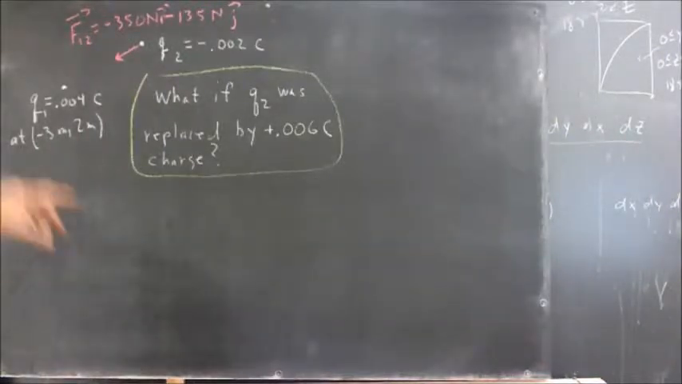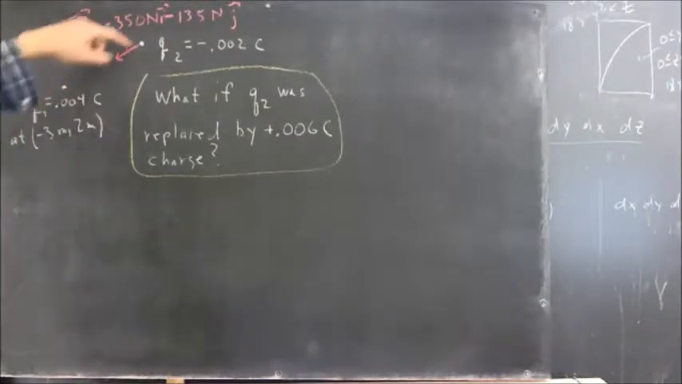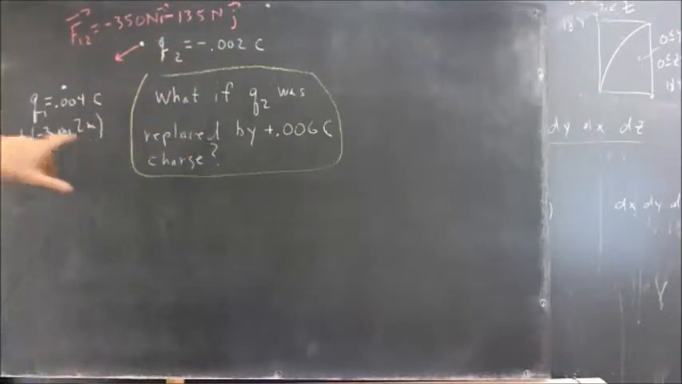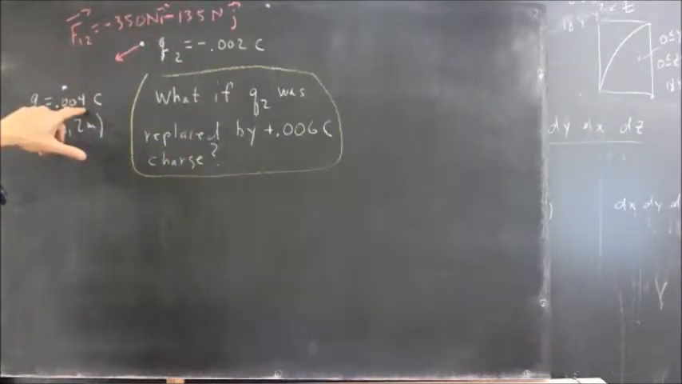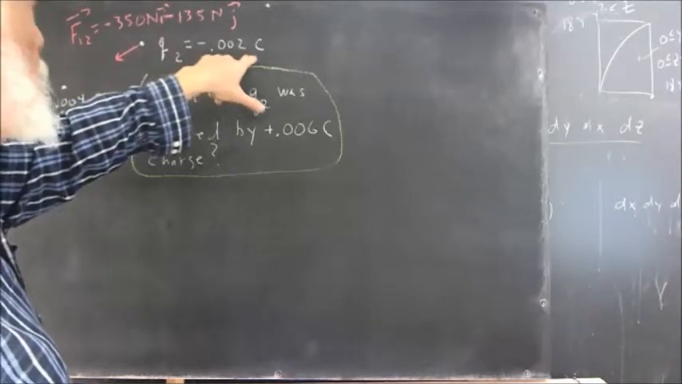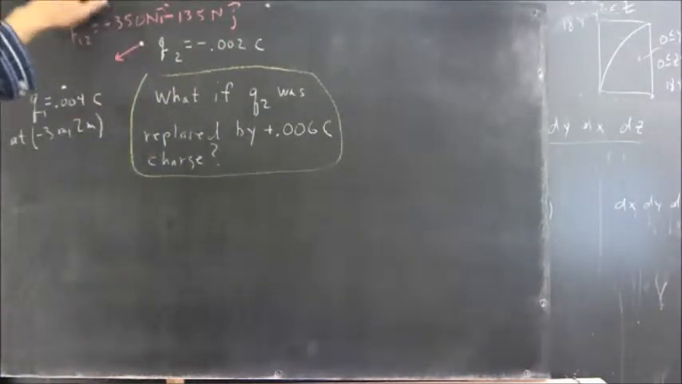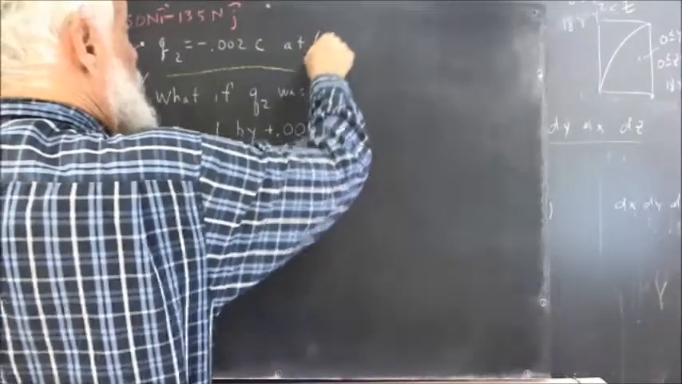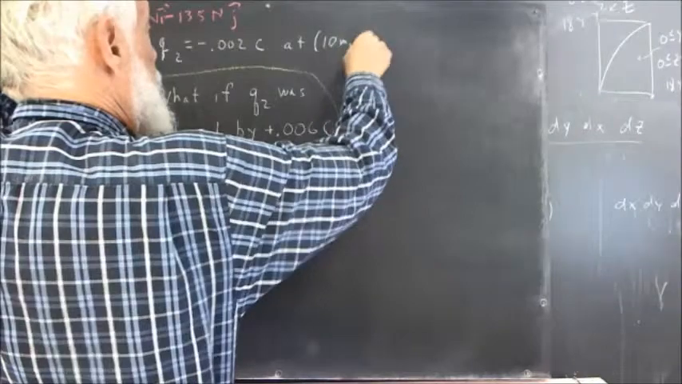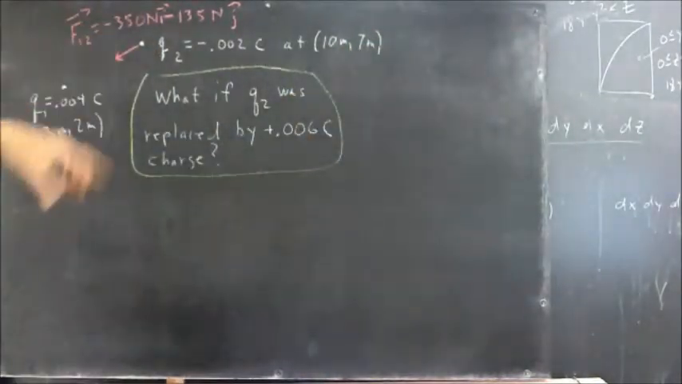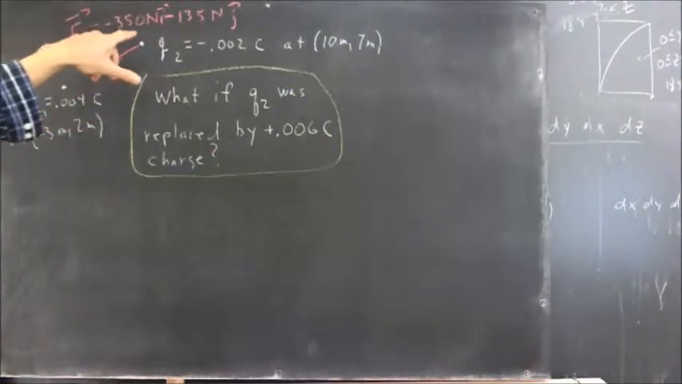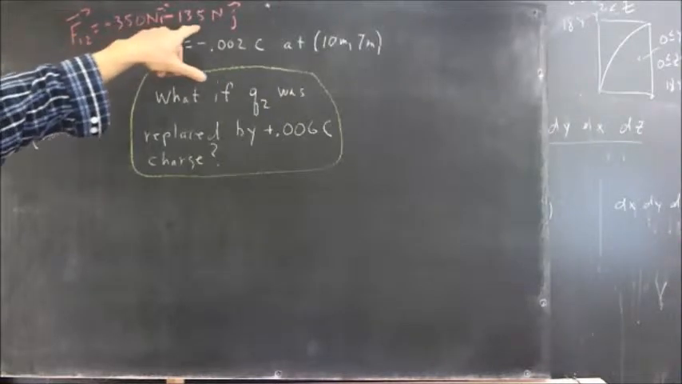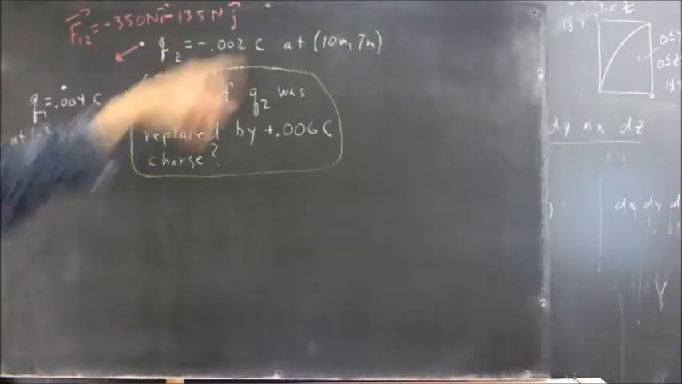We've determined that if the charge Q1 at (-3 m, 2 m) acts on a charge Q2, with Q1 = 4 millicoulombs and Q2 = -2 millicoulombs, and Q1 acts on Q2 with this charge at (10 m, 7 m), we found that the force is -350 newtons times i minus 135 newtons times j.